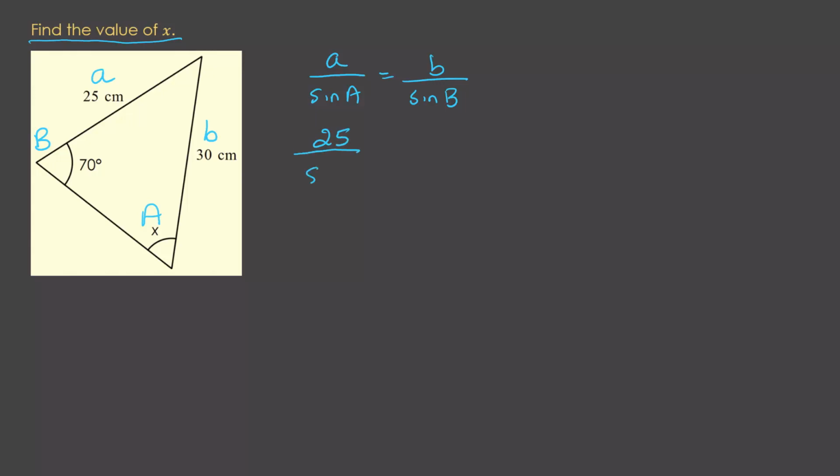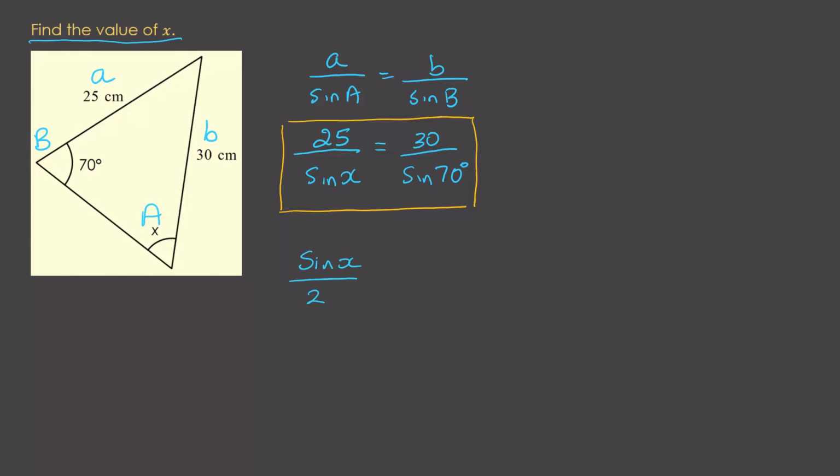So 25 over sine x is equal to 30 over sine 70. Now I'm going to come back to this step and look at it on the CAS shortly. If we want to solve just on the ordinary calculator, then turn the fraction upside down on each side.